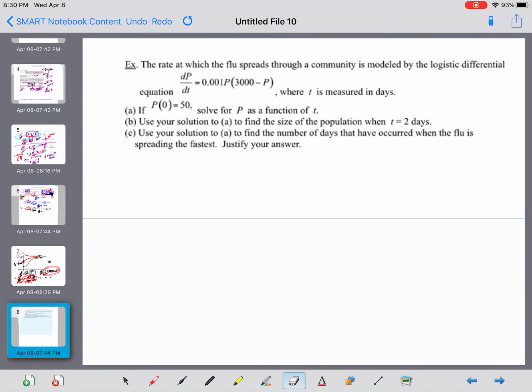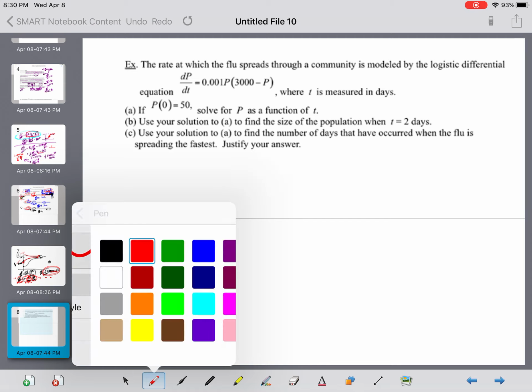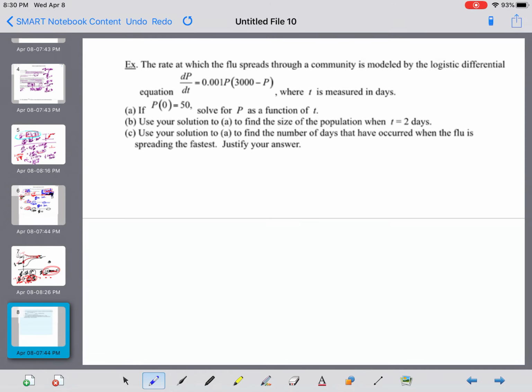Okay, this one, it was horrifying at first, and I don't actually think they'll ask you this, even though it came from AP material. I haven't seen them ask this on the AP exam in a long time, but I'm going to show you how to do it anyway, just in case. You never know. All right, because logistic is reported to be one of the topics on the test. They say if P of 0, your initial population, is 50, solve for P as a function of t.